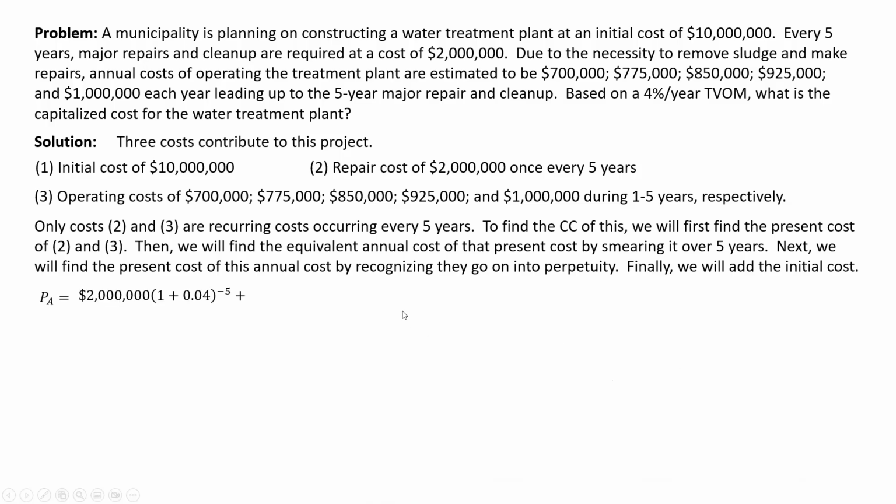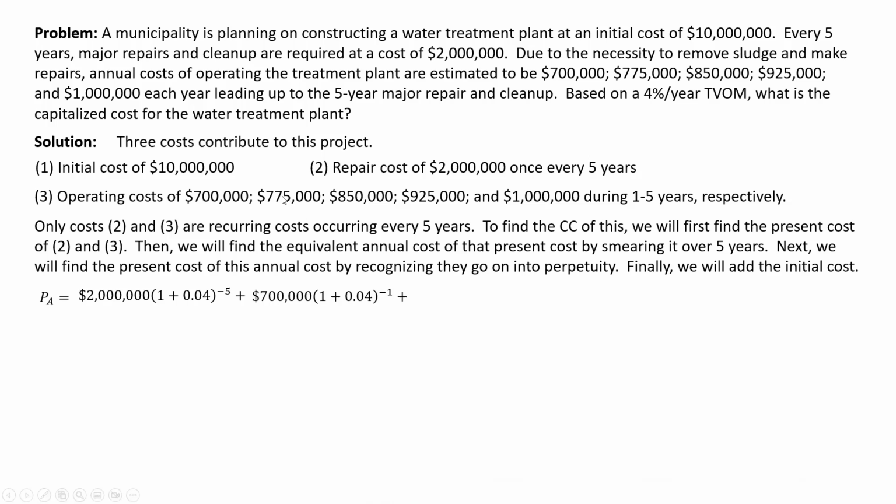So P sub A is, first, what am I doing? I'm taking this $2 million and projecting it back all the way to t equals 0. It's happening at t equals 5, so I'm asking, what is its value at t equals 0? And we know the good old formula. And then I need to take this 700,000 and move it back by 1 year. This is happening at t equals 1, so I want to know its value at t equals 0. So I'm pushing it back to t equals 0 with this formula.